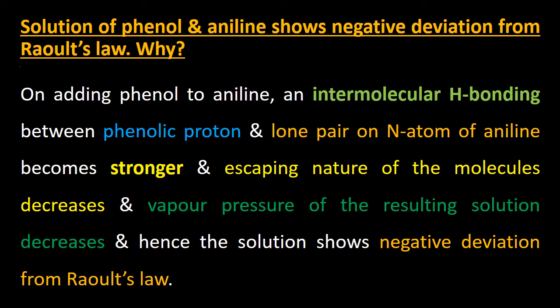A solution of phenol and aniline shows negative deviation from Raoult's law. Why? On adding phenol to aniline, the intermolecular hydrogen bonding between the phenolic proton and the lone pair on the nitrogen atom of aniline becomes stronger, and the escaping nature of the molecules decreases, and therefore the vapor pressure of the resulting solution also decreases, and hence this kind of solution shows negative deviation from Raoult's law.